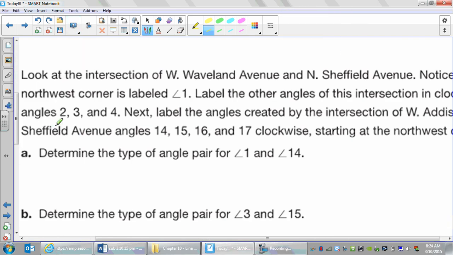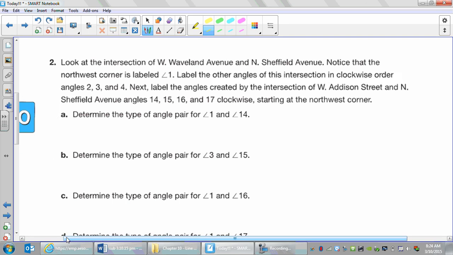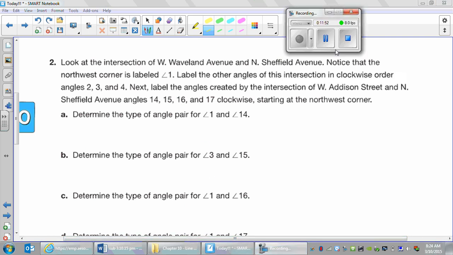All right, number 2, go ahead and press pause and have somebody volunteer. Read this out loud. Look at the intersection. So go ahead and have somebody read this and then press play when you're ready.